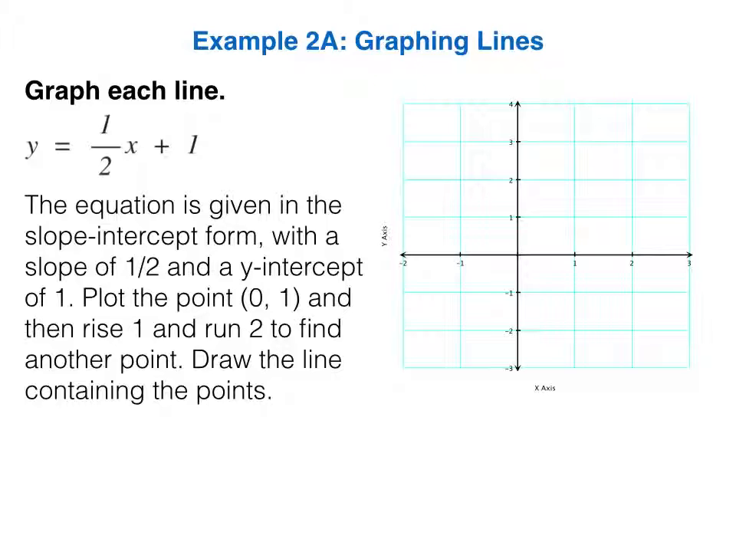First, we plot the ordered pair 0, 1. Now, from this point, we rise up 1 and we run over 2. This now allows us to have 2 points, and it only takes 2 points to draw a line, so we draw the line through the 2 points.